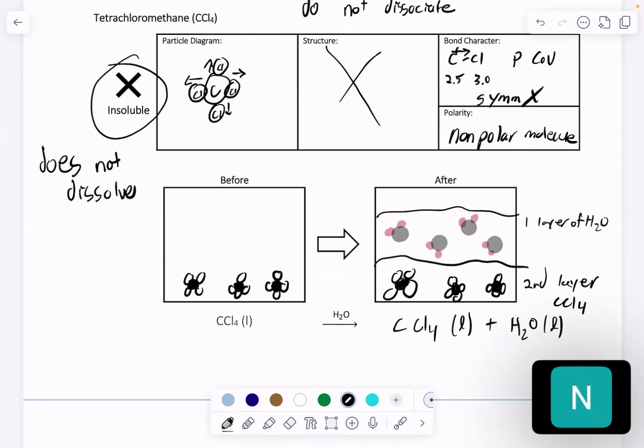Finally, last piece we can say here, if we have an insoluble liquid and we mix it with water, we can use the term immiscible, which now I'm getting worried I spelled wrong. Oh, I got it. Immiscible just means that it doesn't mix. Typically, if we talk about a liquid being insoluble, we can also use the term immiscible.